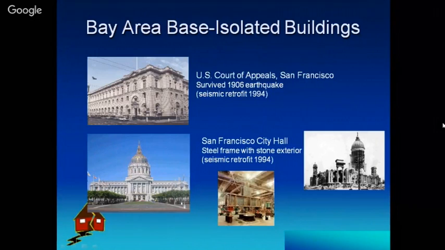So there are a couple of structures mentioned here. That is the U.S. Court of Appeals, San Francisco, which survived the 1906 earthquake, seismic retrofit in 1994. San Francisco City Hall, steel frame with stone exteriors, seismic retrofit 1994.